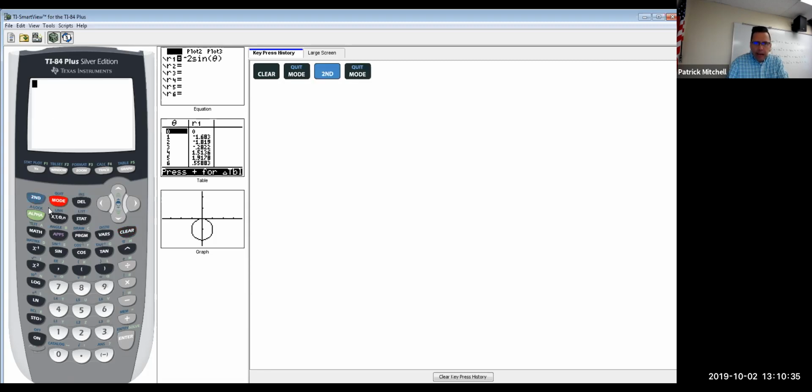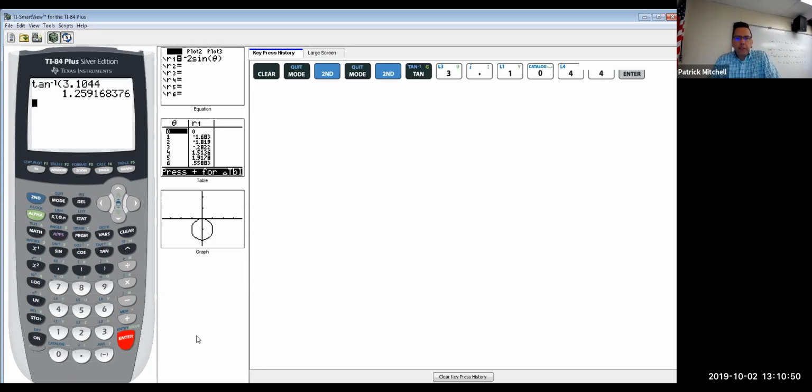So now I am going to ask the calculator what is the inverse tangent of 3.1044. So this will be a radian angle. And to 4 decimal places, that radian angle is 1.2591. I'm sorry, 1.2592, right? So that's one of the solutions. And then the other solution is that angle plus pi. If I can find pi on here, there it is.